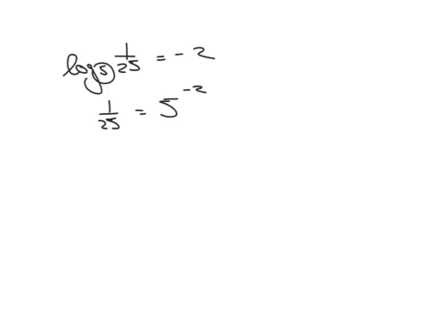So for example, log base 5 of 1 over 25 equals negative 2. Again, 1 over 25 equals 5 to the negative 2 power. I just switched it to exponential form. Alright, so let's keep going here on doing some of these, and let's go back to example number 5.